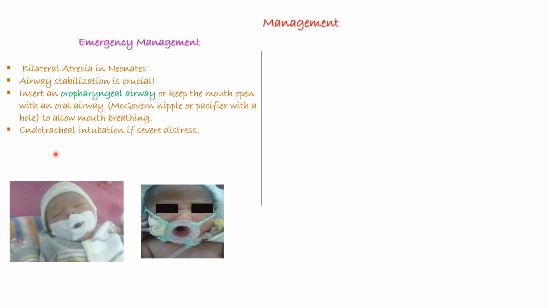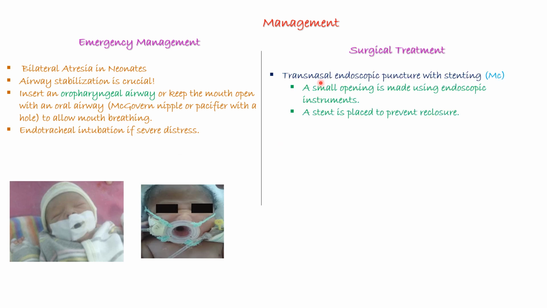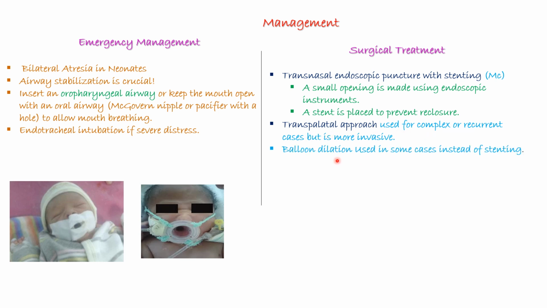In addition to that, you can also do endotracheal intubation for severe cases. Surgical treatment is mostly for the ENT, but you can do a transnasal endoscopic puncture with stenting. A small opening is made with an endoscopic instrument, and then a stent is placed to prevent closure. You can also do a transpalatal approach, which is used for more complex and recurrent cases, but it is more invasive.